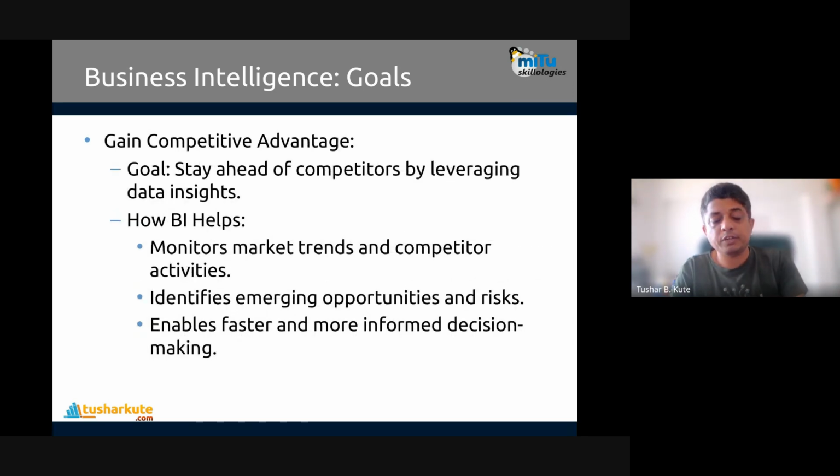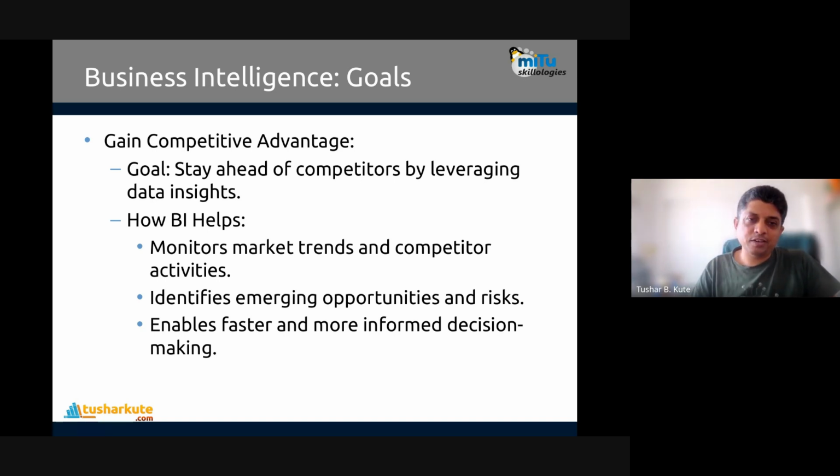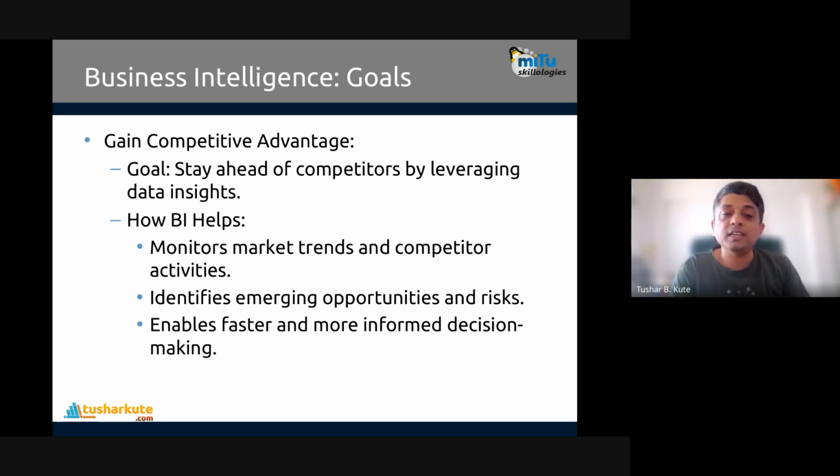Next, to gain the competitive advantage, in every field we have a large competition. This is a secondary goal, but it will be achieved automatically with the help of the first goals if they are achieved. Stay ahead of competitors by leveraging data insights. You can compare your growth with the growth of other companies. So how can BI help? BI can monitor market trends and competitor activities completely.